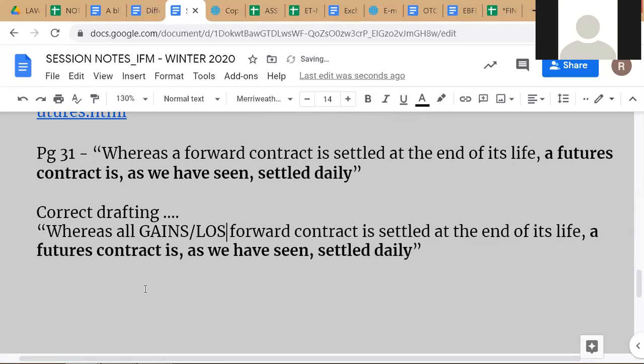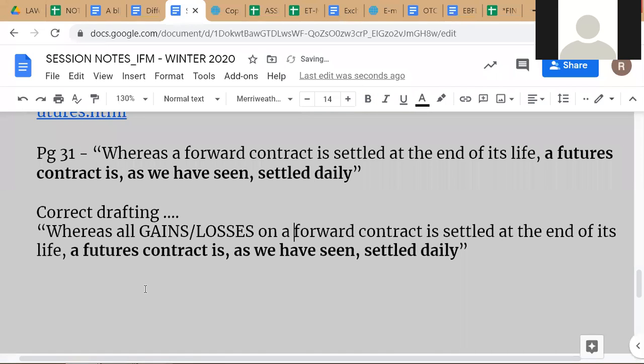You can't have gains and losses together. Gains, losses on a forward contract. We won't worry about grammar, it should be are settled, but forget the grammar. I'm not trying to make a point here about what should be included in the sentence, okay? It's the gains and losses on a forward contract that are settled, okay? And the contract itself, okay, is settled at the end of its life.